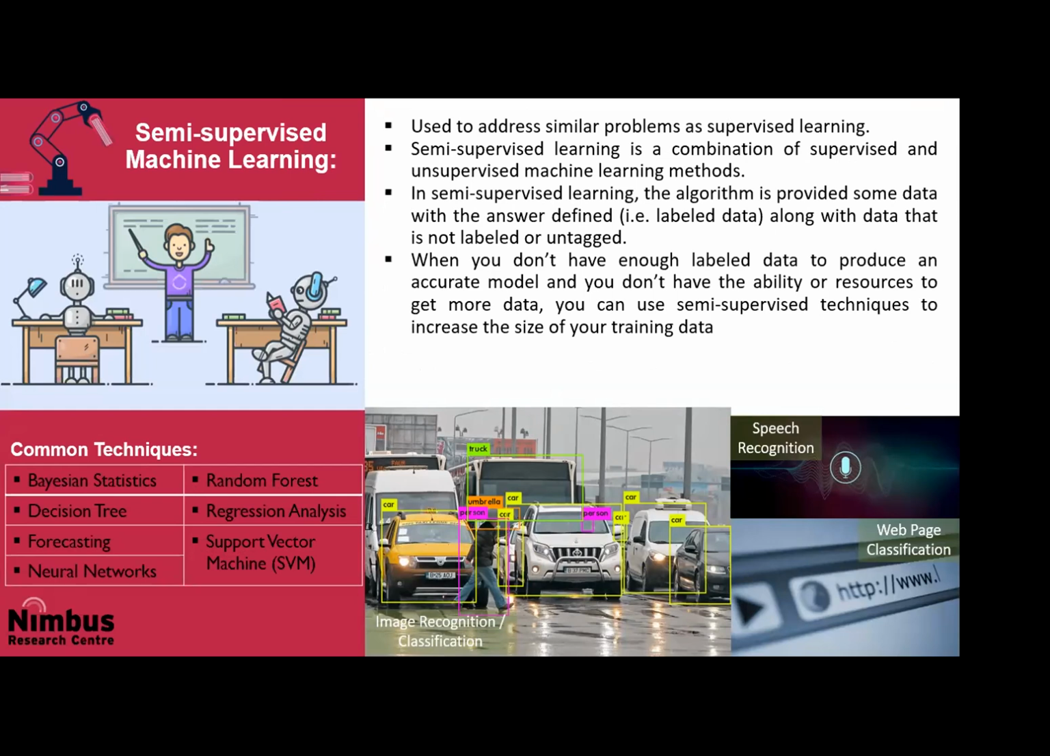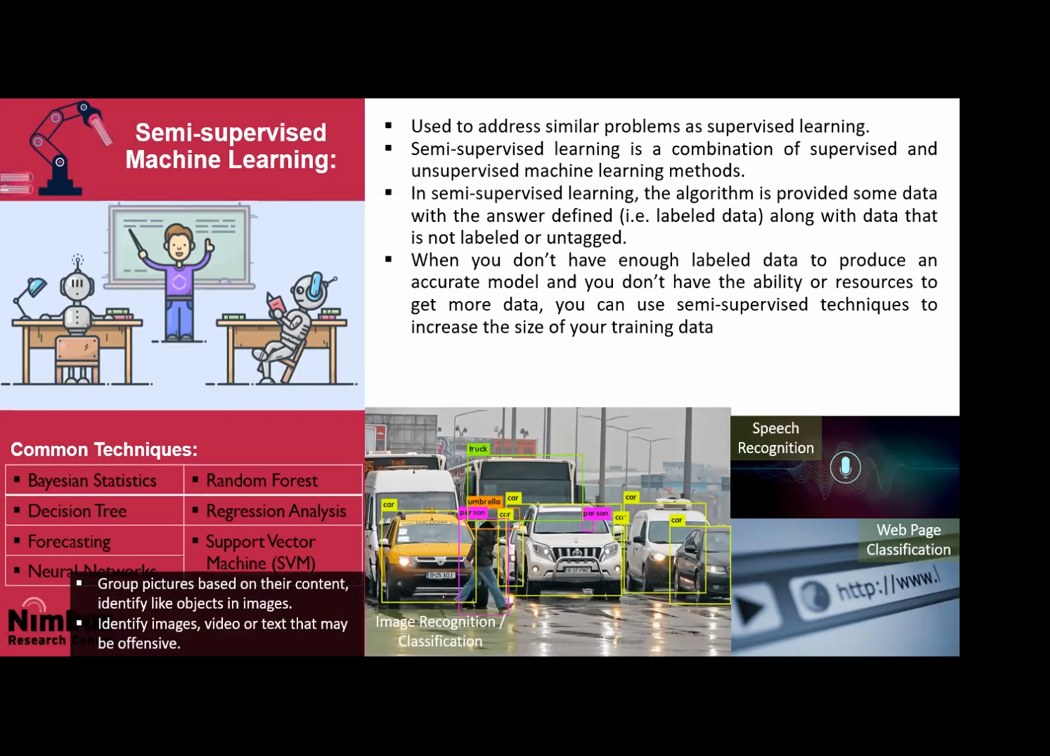So semi-supervised learning is used when you don't have enough labeled data to produce an accurate model, and you don't have the ability or resources to get more labeled data. So you can use this semi-supervised technique to increase the size of your model training data set. So in these cases, the provided inputs and outputs, i.e. the data that you do have, provide the general pattern, and the machine can then extrapolate from this and apply it to the remaining data. So today, these algorithms find use in applications pertaining to image recognition and classification.